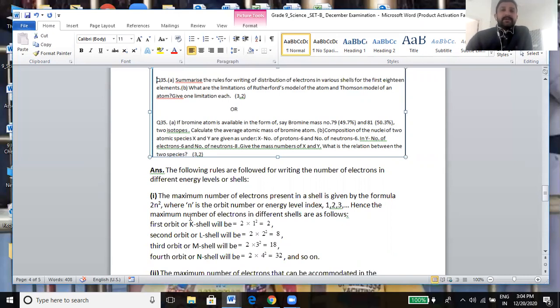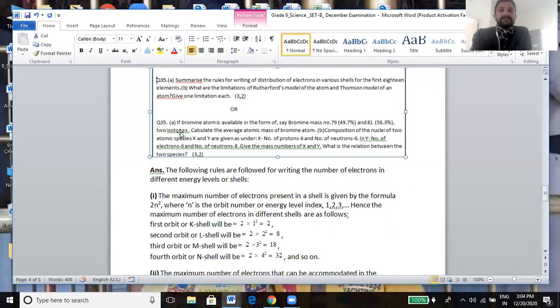Achha, question number B. What are the limitations of Thomson and Rutherford? The limitation of Rutherford first. It could not explain the stability of an atom. And for the Thomson model of an atom, you can write it cannot explain where the positive charge will reside. He said that the positive charge will lie inside the nucleus. But according to the other model, the positive charge will lie inside the nucleus.